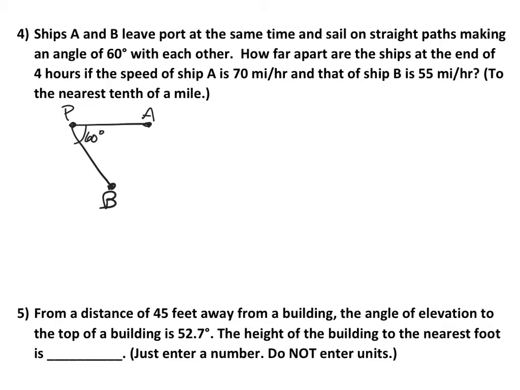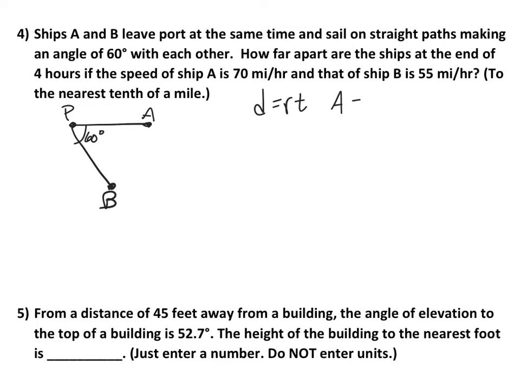So this is our 60 degrees. So they leave and they're making an angle of 60 degrees. How far apart are the ships at the end of 4 hours if the speed of ship A is 70 miles per hour and the speed of ship B is 55 miles per hour? So one thing you want to be careful to do: do not label the sides as 70 and 55. These sides are distances.